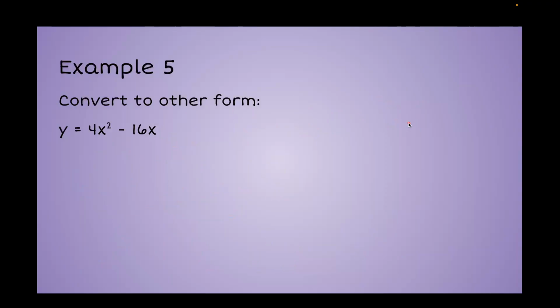Okay. One more example. This is standard form, and we want to go to intercept form, which once again means we have to factor it. So once again, you always want to pull this out when there's a number in front of x squared. So we'll pull out 4. 4 times what is 4x squared? It's x squared. And 4 times what is -16x? That would be -4x.